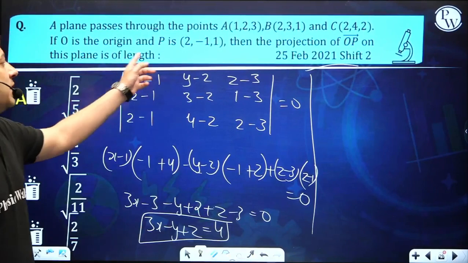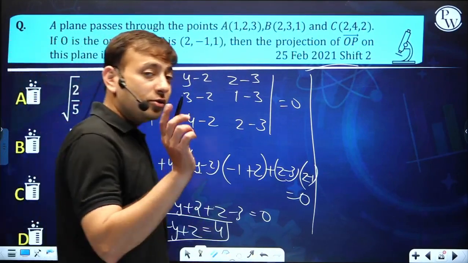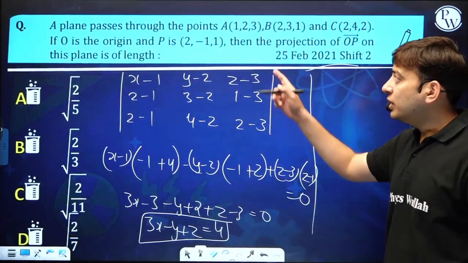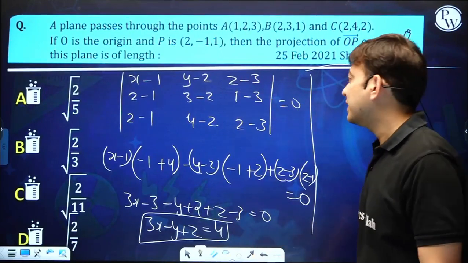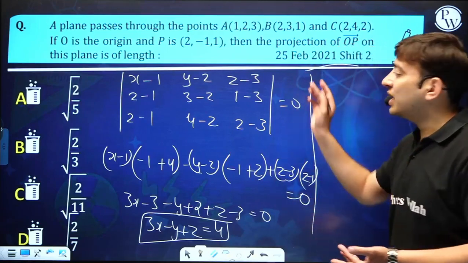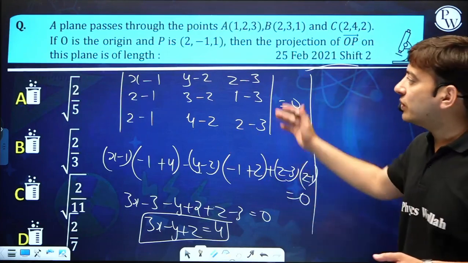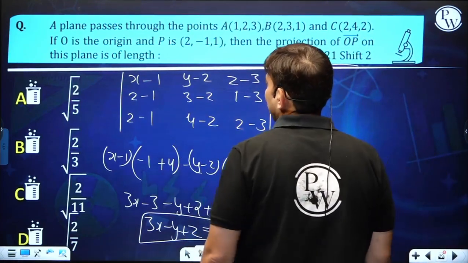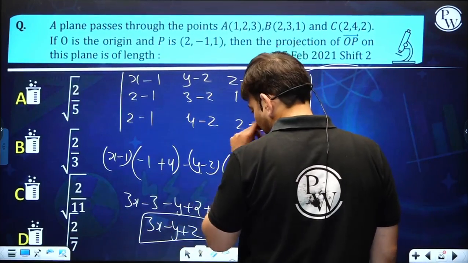Now, O is the origin and P is this. Then the projection of OP on this plane. For projection also I have told you, you need to find the feet of the perpendicular. So, feet of the origin on this, feet of P on this, and then their distances. So, whatever we have done, same questions are coming in exams. They are just clubbing it. One question was finding the plane equation. One question now finding the length. They are mixing, so that the calculation will become a bit lengthy. That's it. So, for 0, 0, 0.